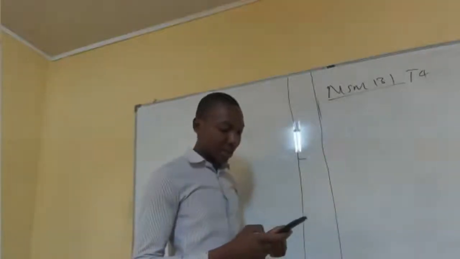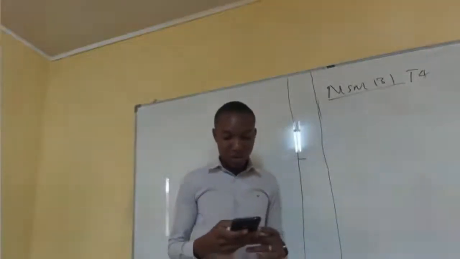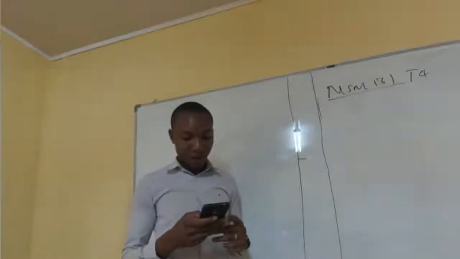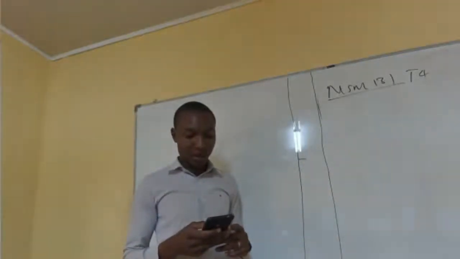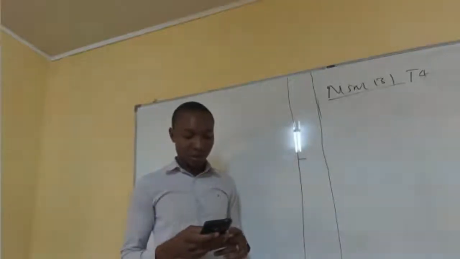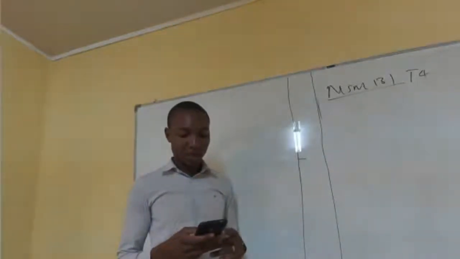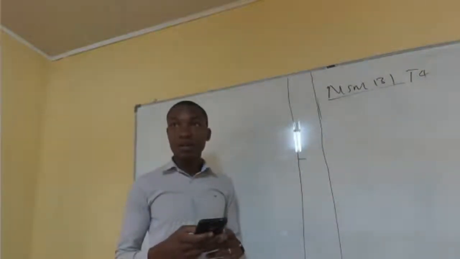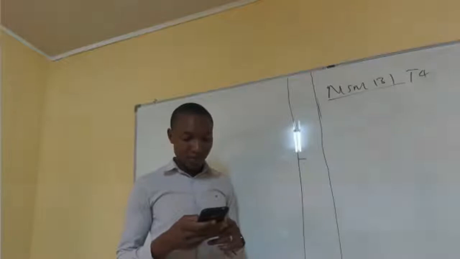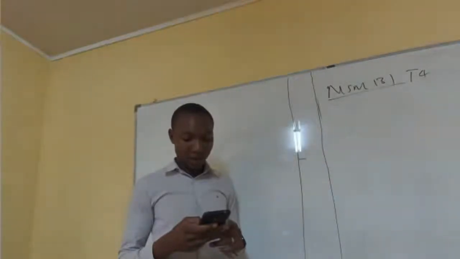Okay, so basically tutorial sheet 4 is more on binomial. That's what we're going to do, a bit of binomial and a bit of matrices. That's where we are getting to.